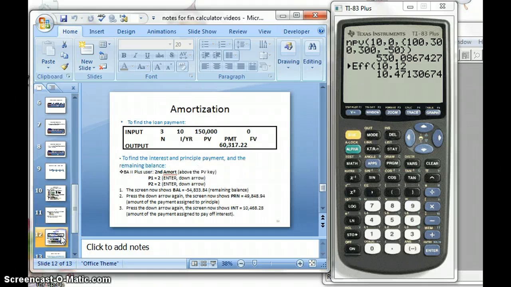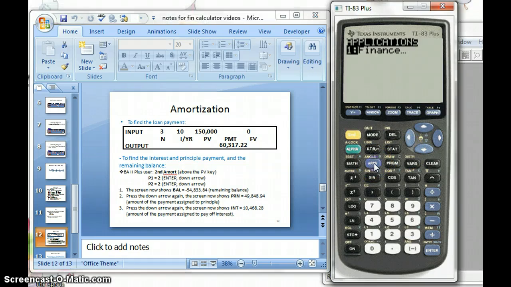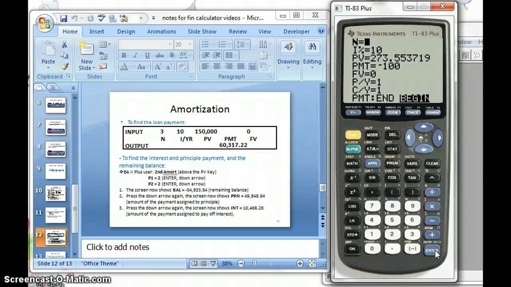Okay, the last set of calculation is about amortizations, and for amortization questions we want to calculate the payment first. So if we have a 3-year loan, 10% interest rate, if the present value, which is the principal of the loan, is $150,000, we can go ahead, by the way, switch back to the end mode and compute for the payment. Okay, the payment turns out to be about $60,000 every year.